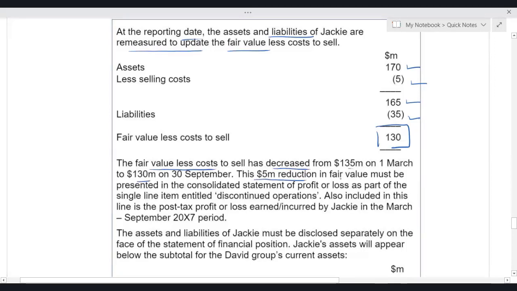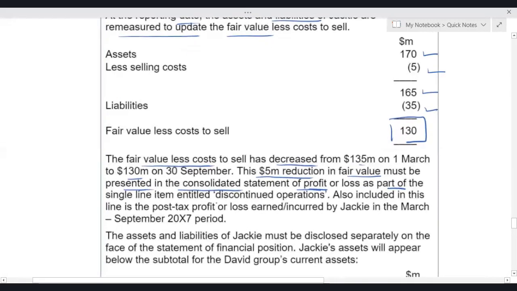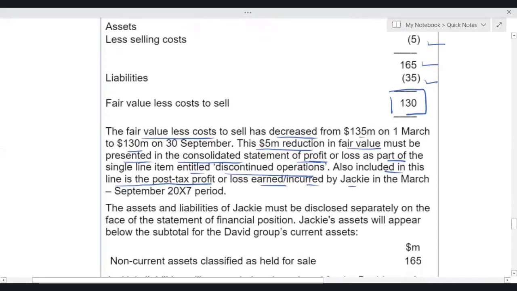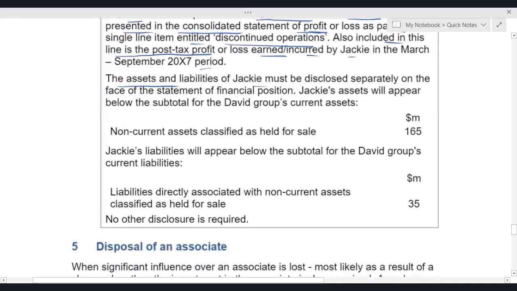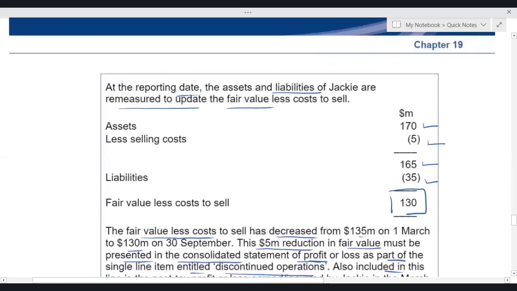The 5 million reduction in the fair value must be presented in the consolidated statement of P&L as part of a single line item entitled discontinued operations. Also included in this line is the post-tax profit or loss incurred by Jackie in the March-September X7 period. The assets and liabilities of Jackie, how will you show this? Non-current assets held for sale 165. How did we get this 165?